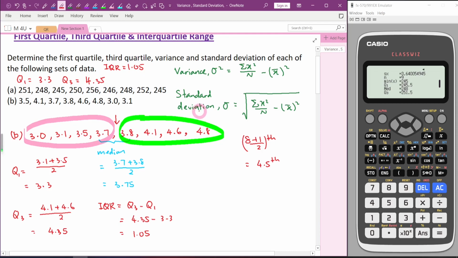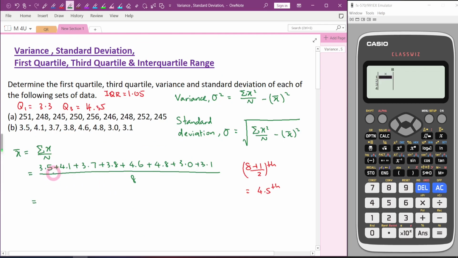Now let's go to variance and standard deviation. Same thing, we still will be using this formula to help us get the variance and standard deviation. To find the mean, I think it should be no problem, right? The sum of all these numbers is equal to 30.6. Divided by 8, we have 8 data over here. 30.6 divided by 8 is equal to 3.825. So this is our mean.